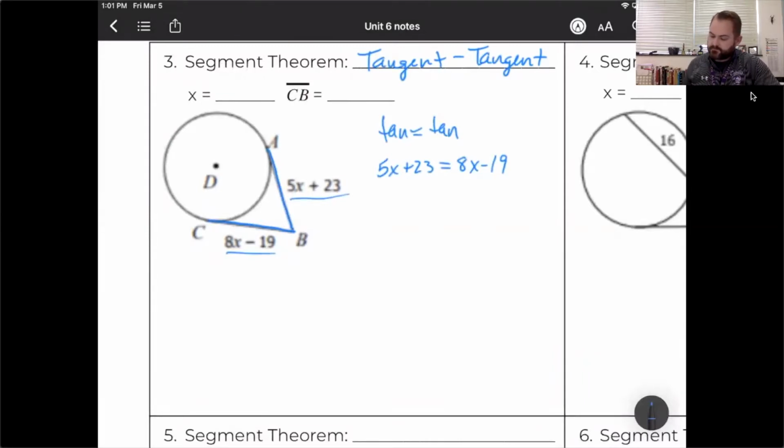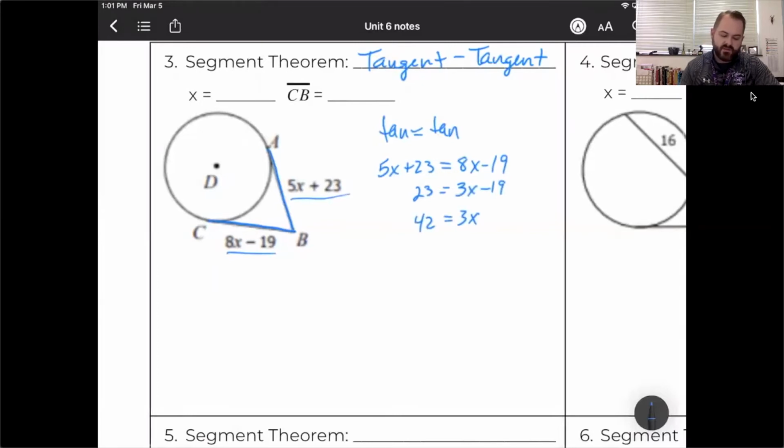Subtract 5x from both sides, you get 3x. Then add 19 to both sides, and you get 42 on the left equals 3x on the right. And then divide by 3. 42 divided by 3 is 14. But again, they want the length of CB. They want this one, so plug it back in. 8 times 14 minus 19.